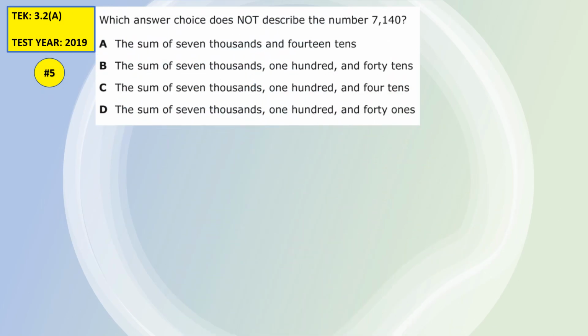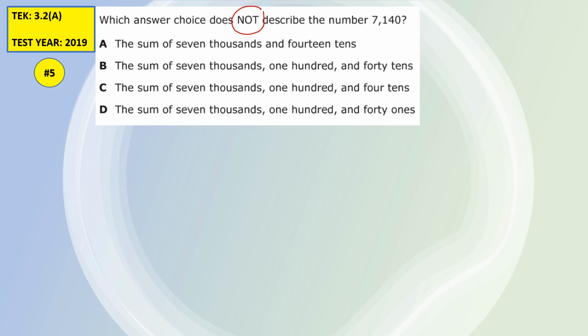Now questions like these are my favorite only because it asks you which answer choice does not describe the number 7,140. So for once, we're looking for the wrong answer. That means that all of these are describing the number 7,140, except one. One of these is wrong. That's the one that does not describe the number, and that's the answer that we're looking for. So we have 3 true answers and 1 false.